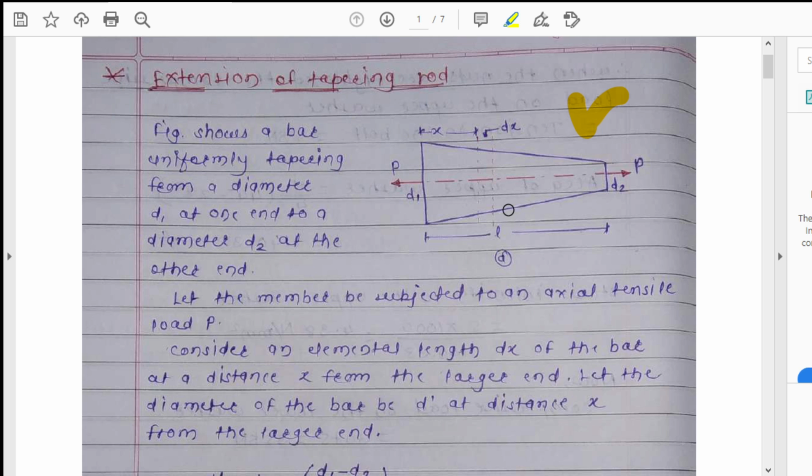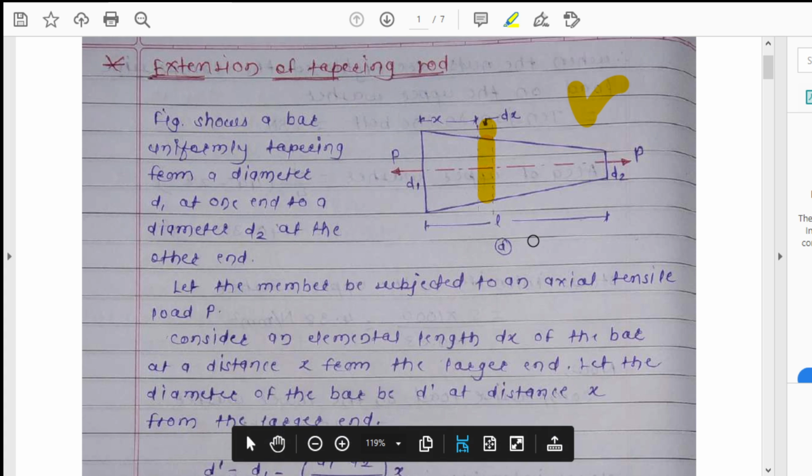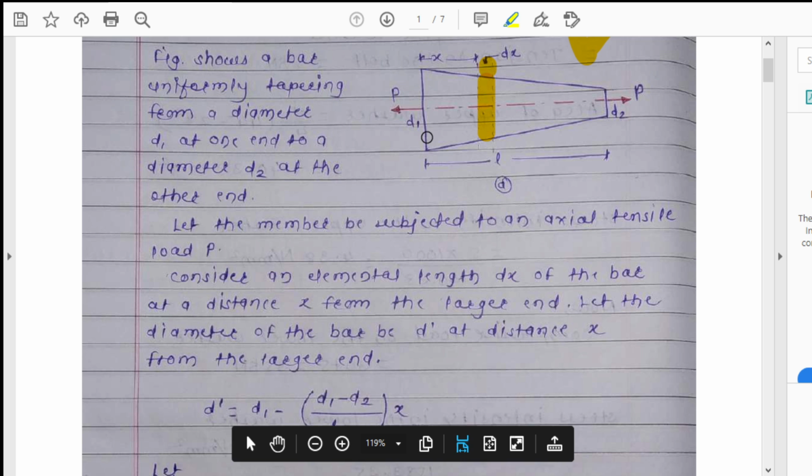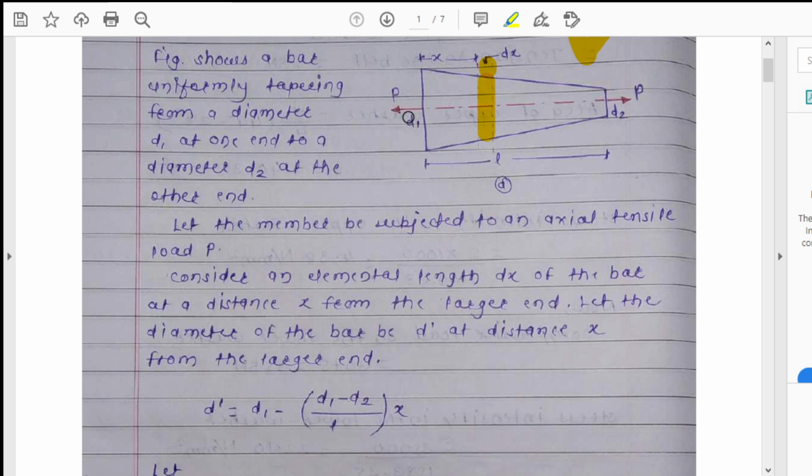Now here we can consider an elemental length dx of the bar at distance x from the d1 end, that is the larger end. Now let the diameter of the bar at this section be d dash, which I have highlighted. How to find out the value of d dash?